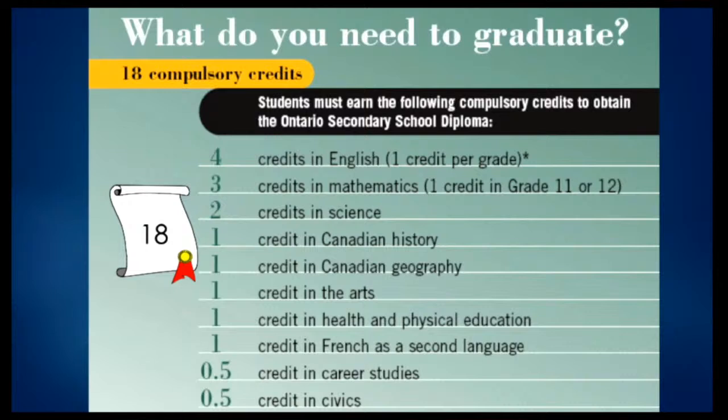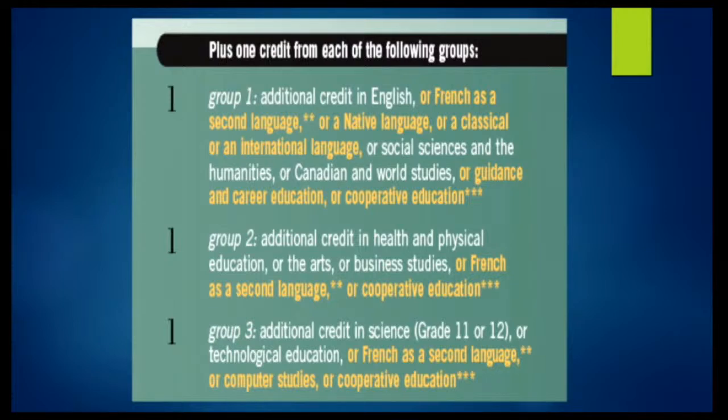So you should always double check your credit summary on your MyPath account to see what credits you have. By the end of grade 12, you need to have 4 credits in English, 3 credits in math, 2 science credits, 1 credit in geography, history, art, phys ed, and French, and then the half credits in careers and civics. As well, you'll need to make sure you select 1 credit from each of the compulsory groups.